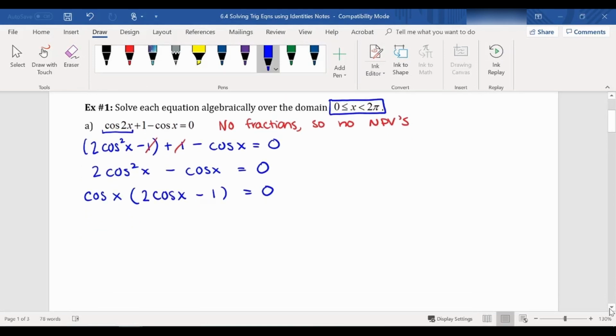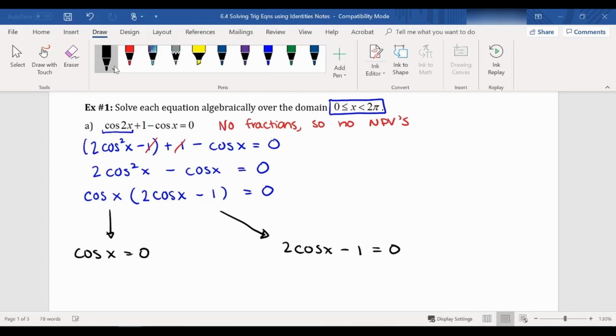So now this means we either have cosine x equals 0, or we have 2 cosine x minus 1 equals 0, which means for this second factor, this means that we would have 2 cosine x equals 1, or cosine x equals 1/2. So some of you might do that in your head and not need to go through all those steps there.